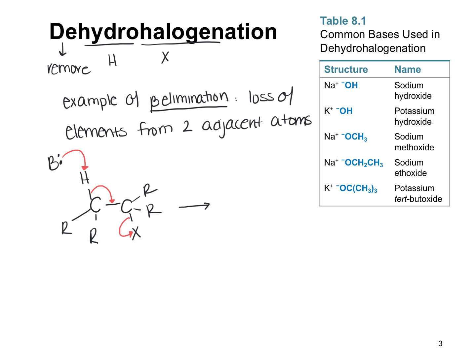When this occurs, you get the double bond that's formed, and HB, and then you have your leaving group. Now, when we talk about the alpha and beta carbons, the alpha carbon here is the one with the halogen.